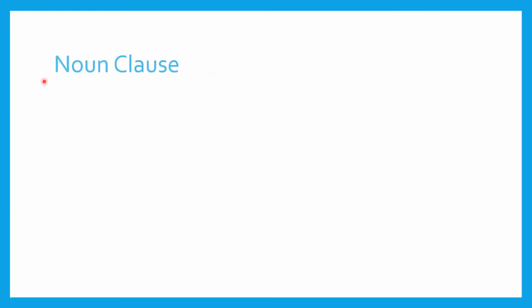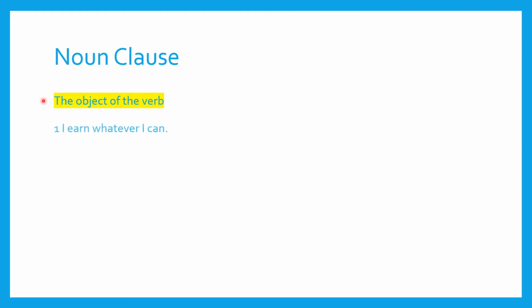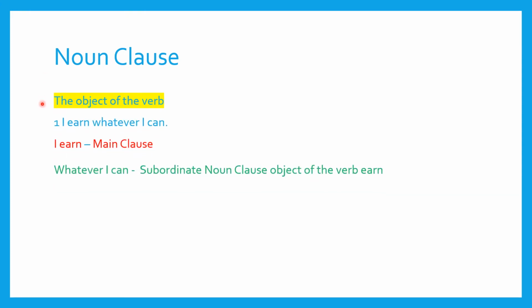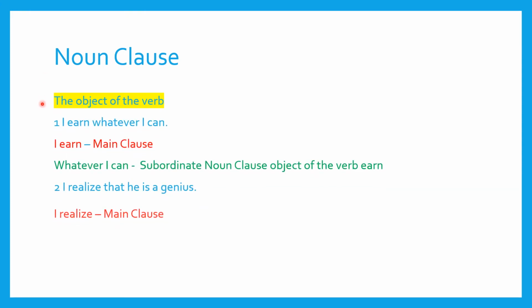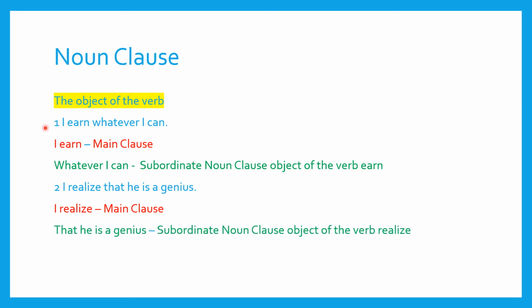Noun clause, the object of the verb. The noun clause can also be the object of the verb. Look at the following example: I earn whatever I can. In this sentence, we have to first identify the main clause and the subordinate clause. You will first identify the subordinating conjunction. So here it is whatever. We know that subordinating conjunctions introduce subordinate clauses. So whatever I can is the subordinate clause.